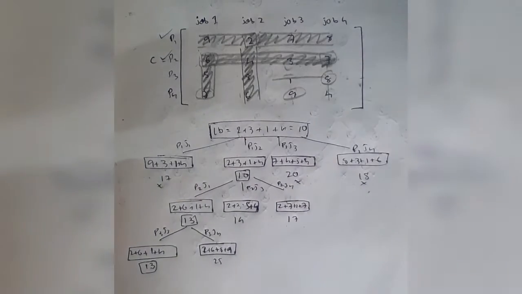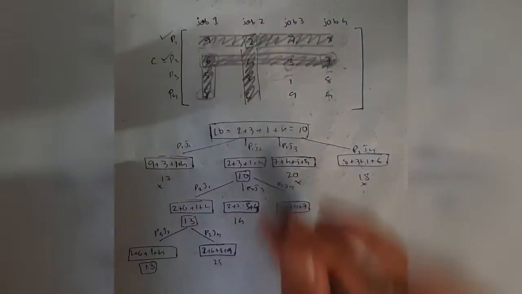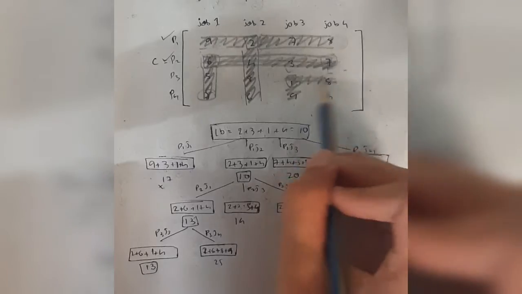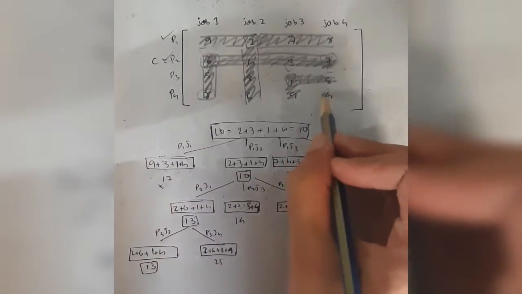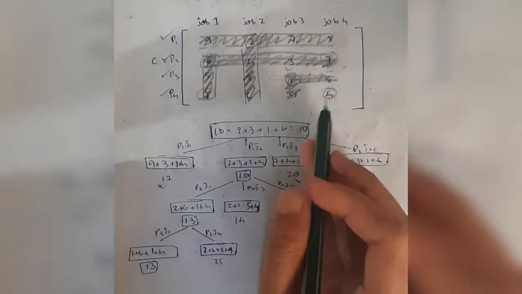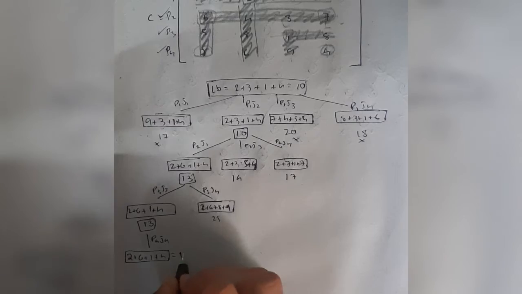This means P3 J3. Block job 3 for person 3. So when we block job 3 for person 3, we'll have this done and this also done. So the remaining job is 4, so we'll be selecting that for P4. So P3 and P4 both are done, and job 4 is P4. So here P4 J4, which is 2 plus 6 plus 1 plus 4, and the minimum cost is 13.